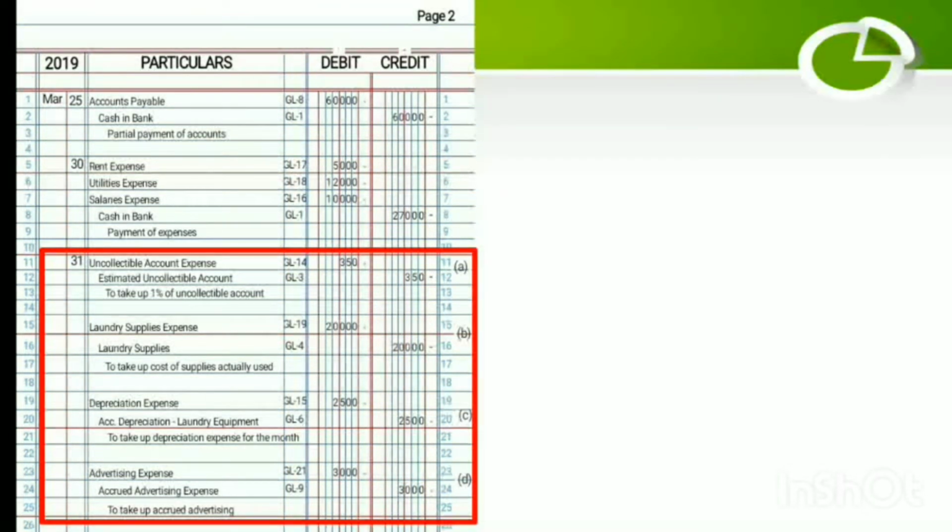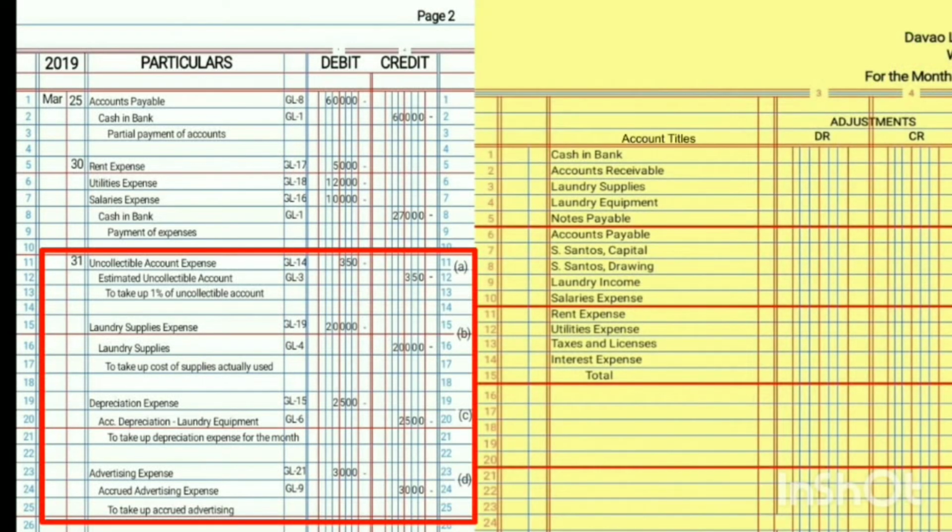So, ang gagawin natin ngayon is that we are going to enter these adjusting entries in the adjustments column of the worksheet. By the way, I am hiding some of the columns of the worksheet in order to emphasize the adjustments column. Okay, so let's now start entering these adjusting entries in the adjustments columns. But before that, we're going to first write the adjustments here in the worksheet.